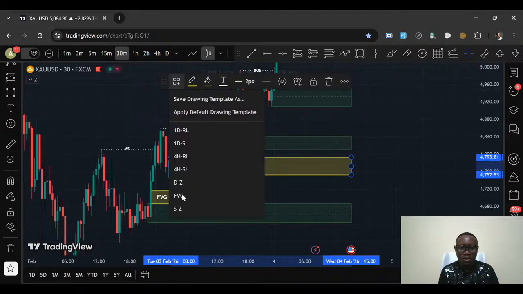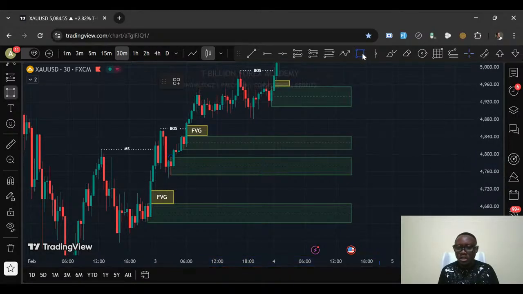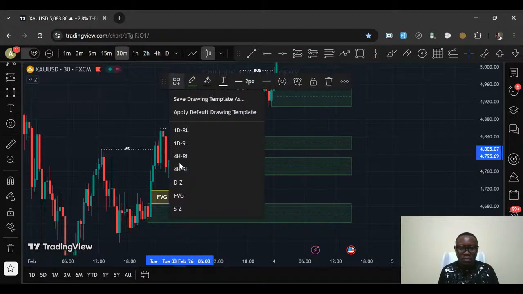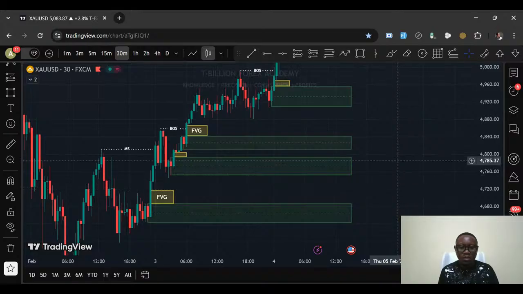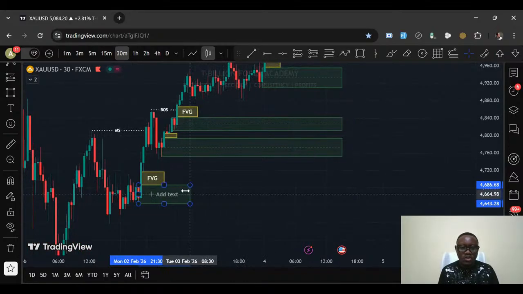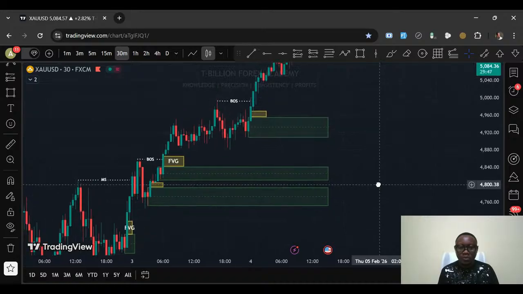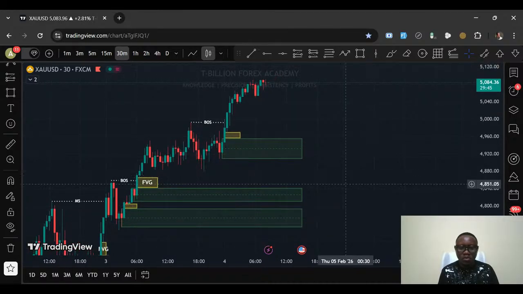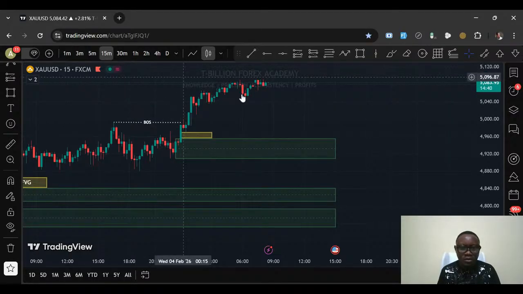Okay. Then we have our demand order block zone, and our FVG is this. That's our FVG. Okay. So let's minimize this zone. Again, we are very much interested in the most recent price action. So this is the one we are going to be monitoring. Okay, 15-minute time frame.